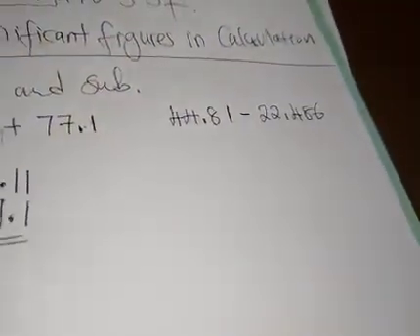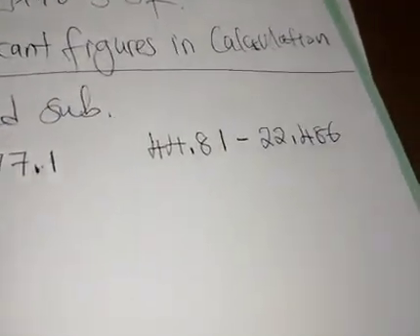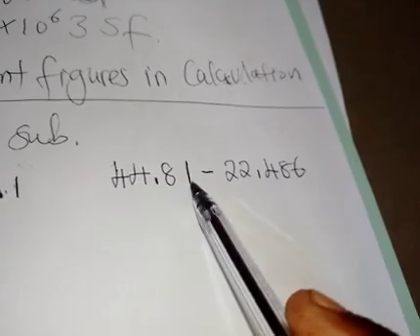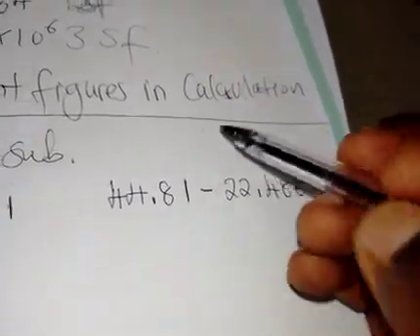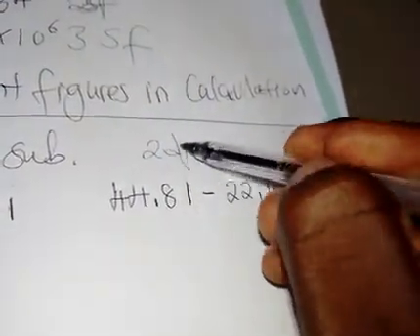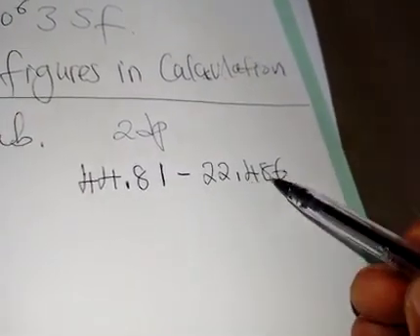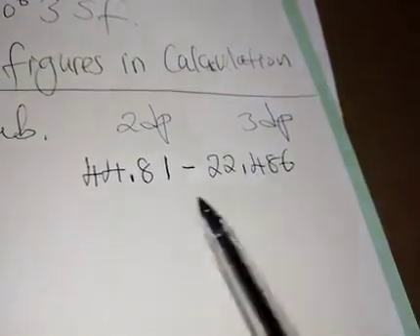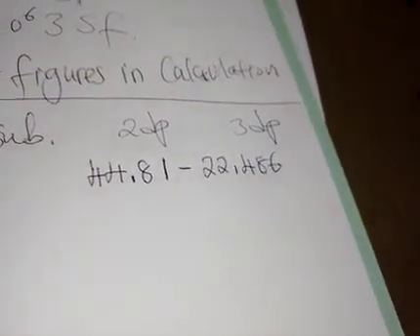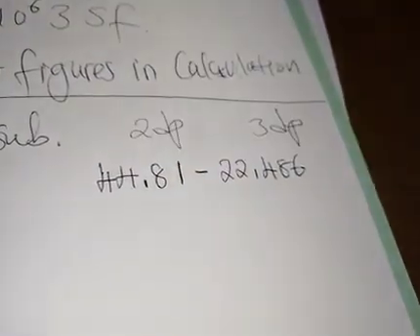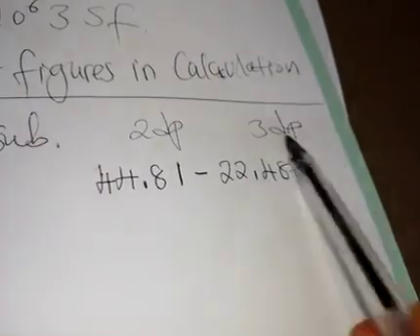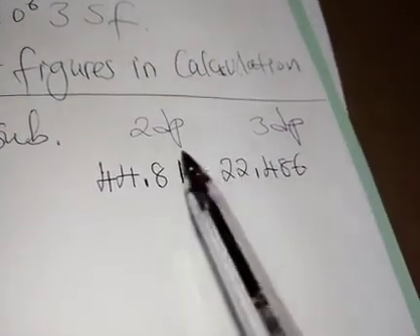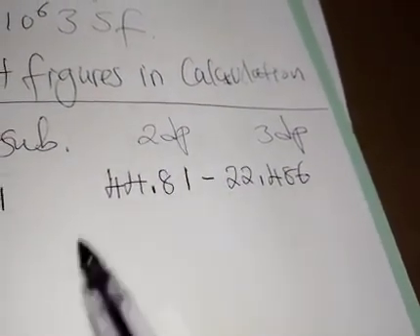So even subtraction we can do the same. We first check what we are subtracting. This is 44.81, so 0.81 is 2 decimal places. Then 22.486 is 3 decimal places. So when subtracting like that, the answer should be reported to the least decimal places from what we are subtracting. So the least is just 2 decimal places.